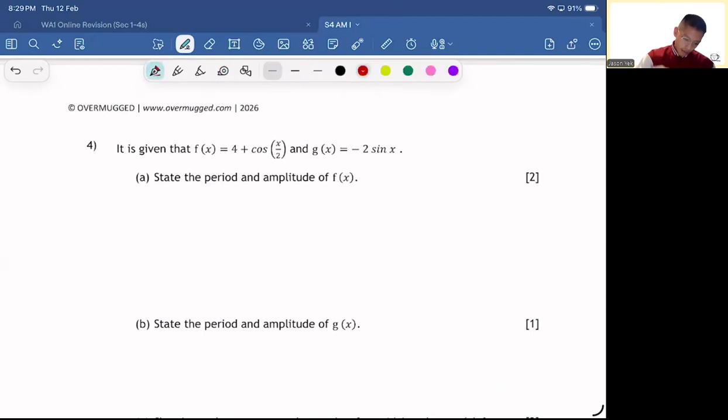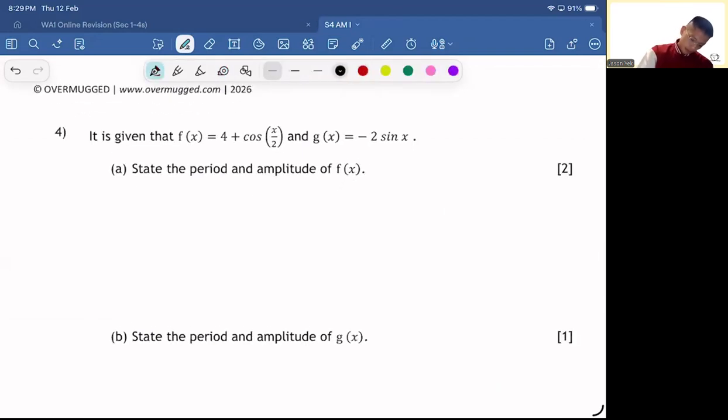All right, so for f(x), first thing, we need to know what is the period of a cosine graph. So we know it's going to be, all right, since you guys got it down already, 360 divided by half. All right, this is 720. Amplitude, okay, there's no number over there, so it is going to be 1. Please do not write 4. 4 is my center line. Okay, please do not write 4.